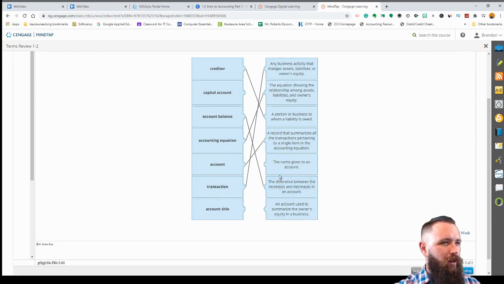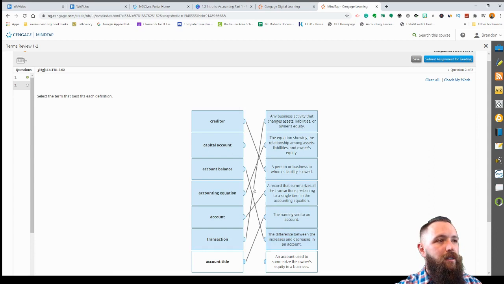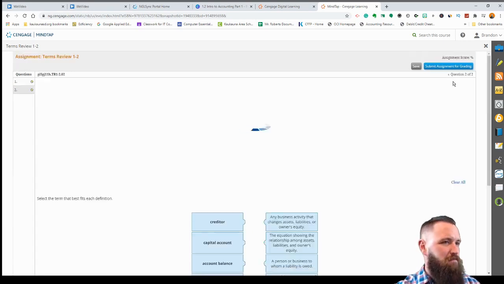I think I clicked the wrong one on something. The name given to any account is the account title. I think I attached it to the wrong one there. And then an account used to summarize the owner's equity in a business is the capital account. Because remember, we had Michael Delgado's capital. So let's see. I feel like I screwed something up there, but let's just check.